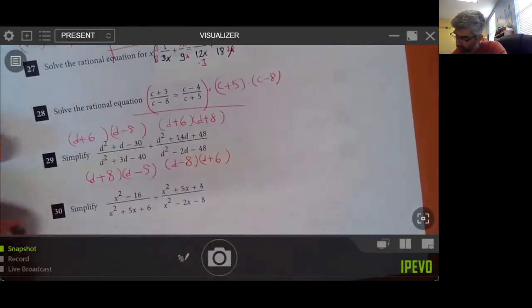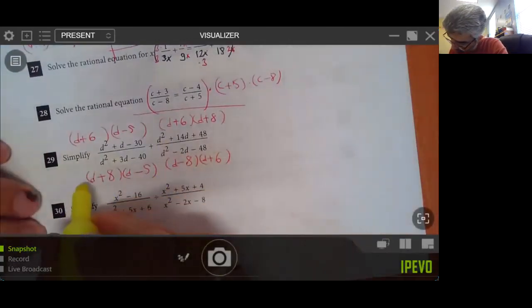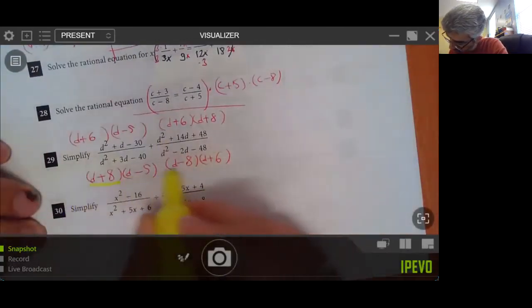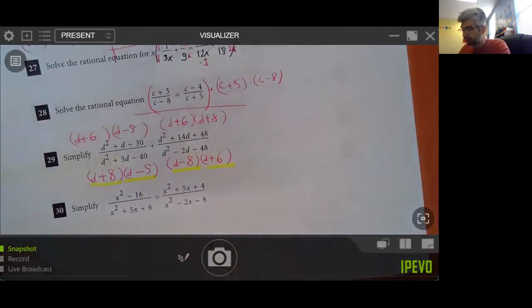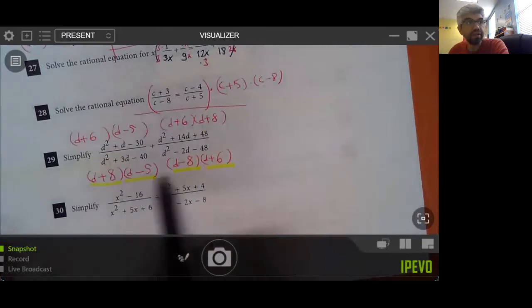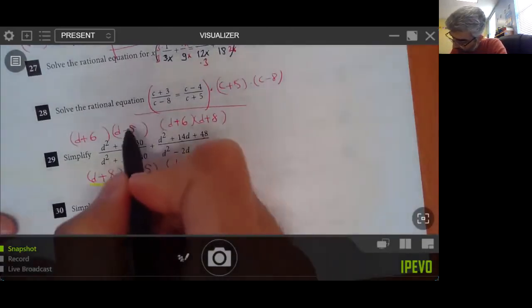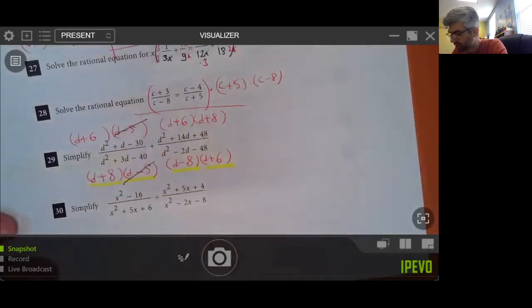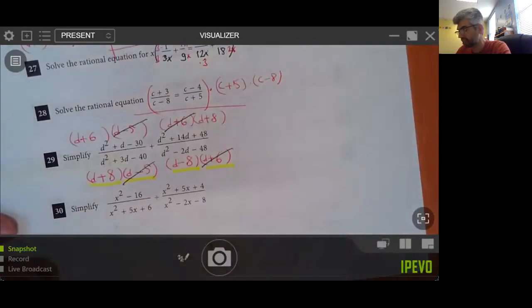Okay. So what is the common denominator here? We have to check it out. Oh my God. D plus 8, D minus 5, D minus 8, D plus 6. Okay, but they are all different. What to do? Hey, check this out. We can simplify the D minus 5s. And we can simplify the D plus 6 at the beginning. It is good.